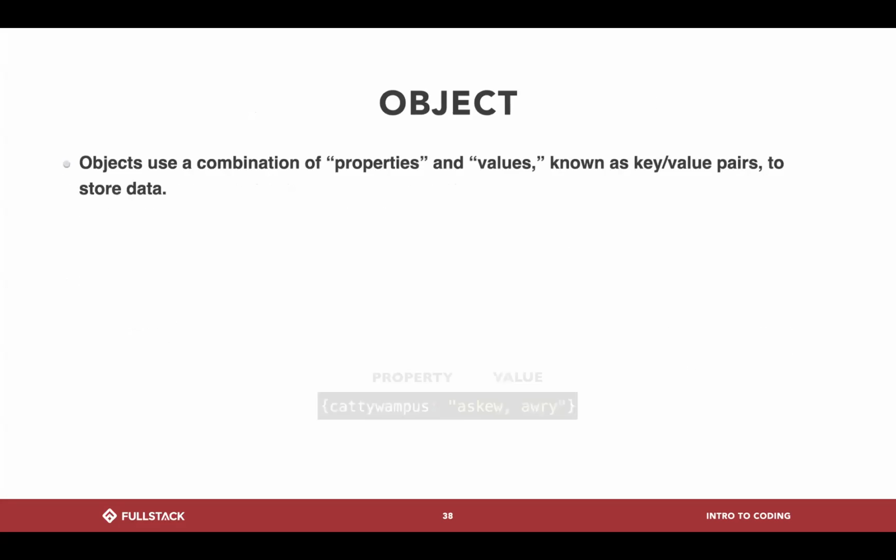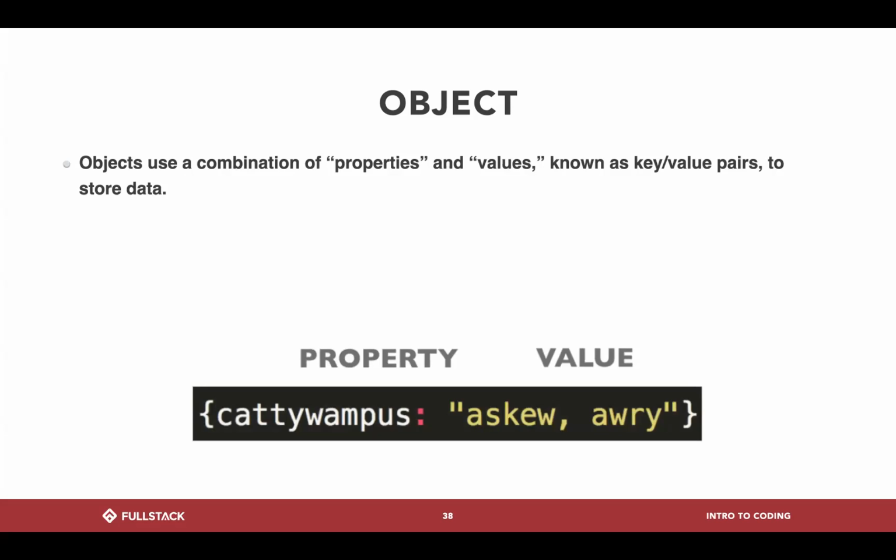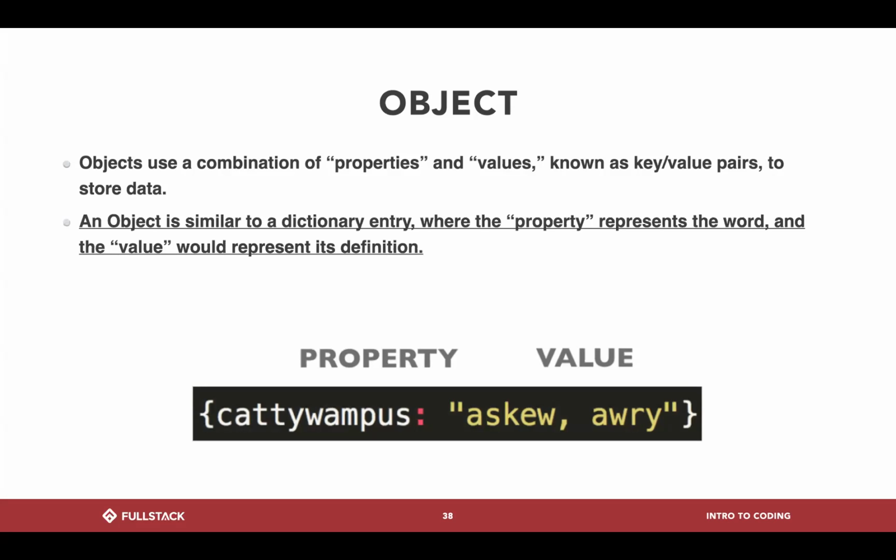Then we have objects. Objects use a combination of properties and values known as key value pairs to store the data. So here down at the bottom, we have an object, and the key is cattywampus. And then the value is this string askew awry. So if I look up, inside of this object under the key cattywampus, the value I'll get back is askew awry. An object is similar, like I said, to a dictionary entry where the property represents the word that you go and look up, and then the value would represent its definition.